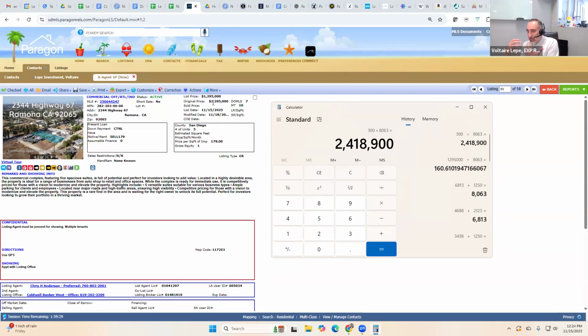So it almost makes me like, okay, I'll buy it for 1.3. And number one, I'm buying it for less than replacement cost. Number two, I'm picking up the land for free. I'm not paying for the dirt. Does that make sense?